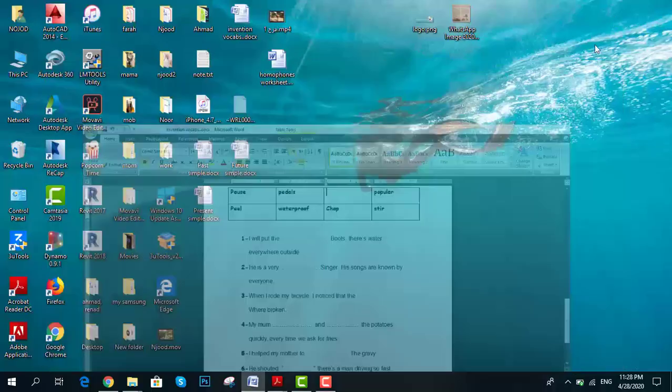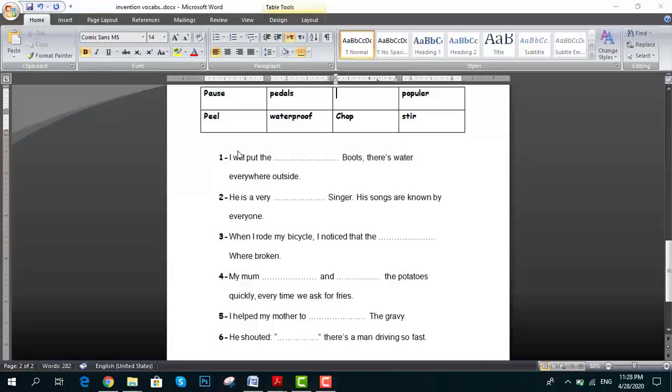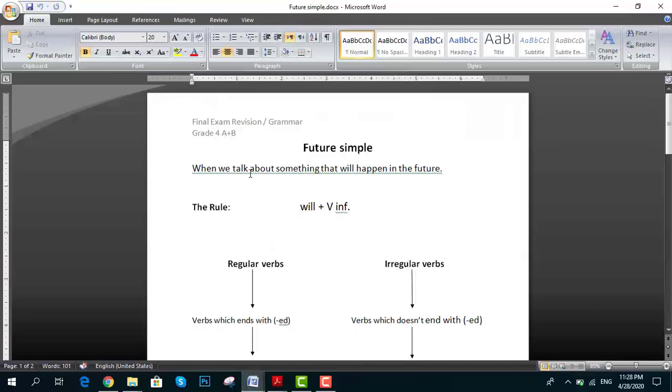And the last worksheet, which is the easiest one, is future simple. Future simple is when we talk about something that will happen in the future. This thing didn't happen yet. The rule is will plus verb infinitive. Some of you might say, can I use going to? Yes, of course.